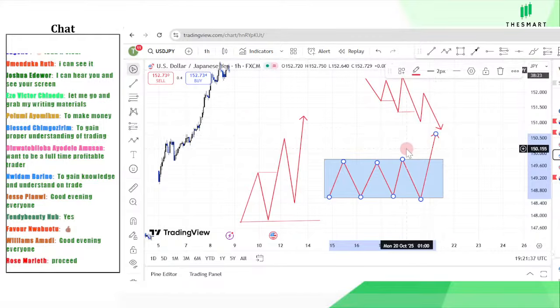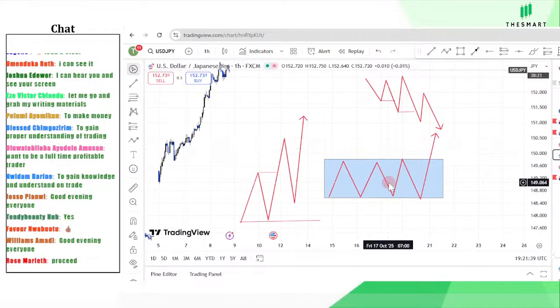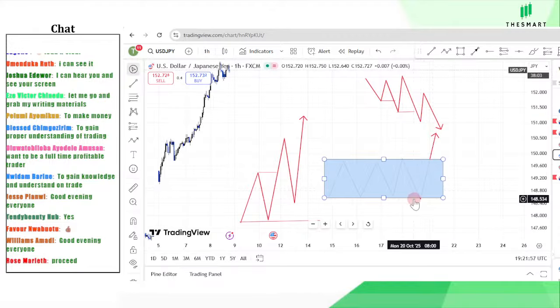Now, let me get to actually let you know what you should do when you have a ranging market. When you have this type of scenario or this type of market, the best thing to do is look for something else to do. Leave your chart.